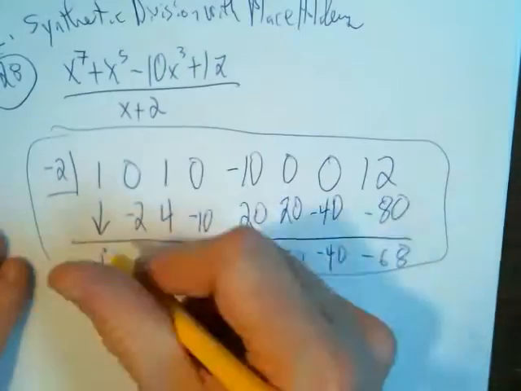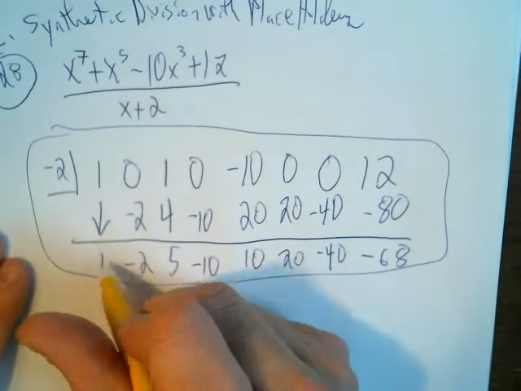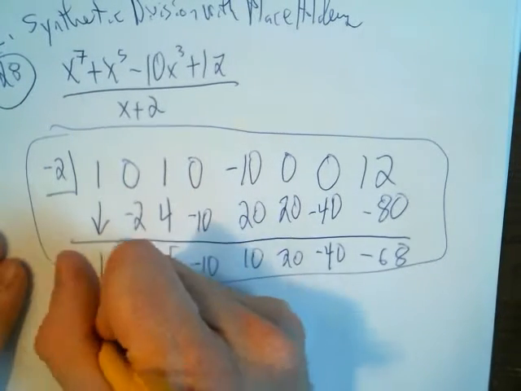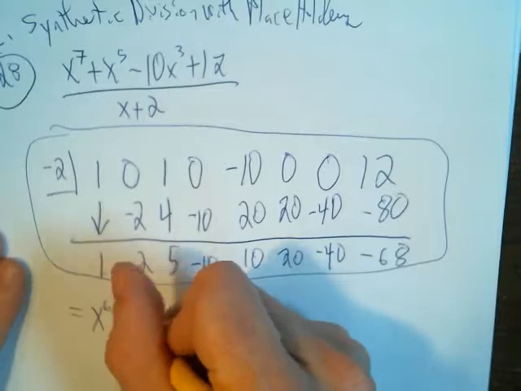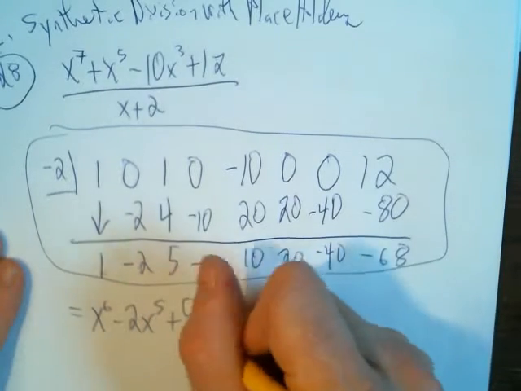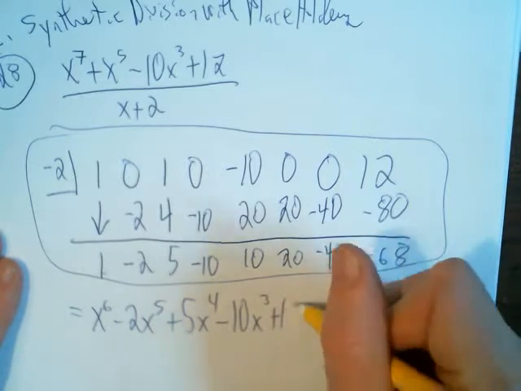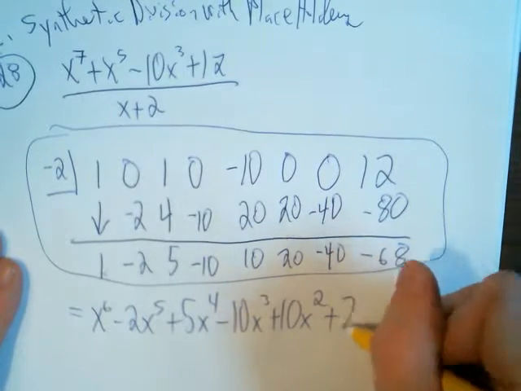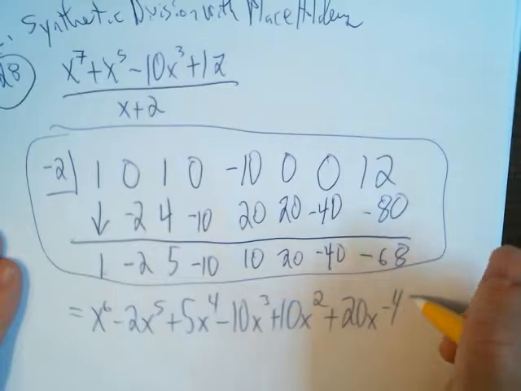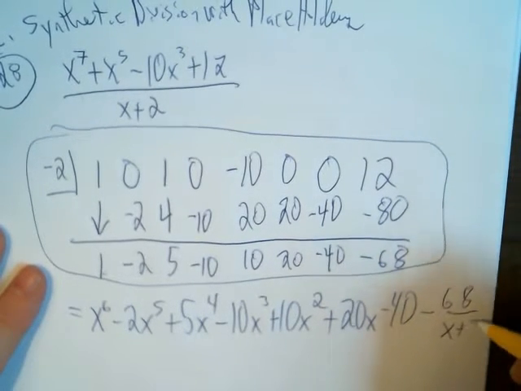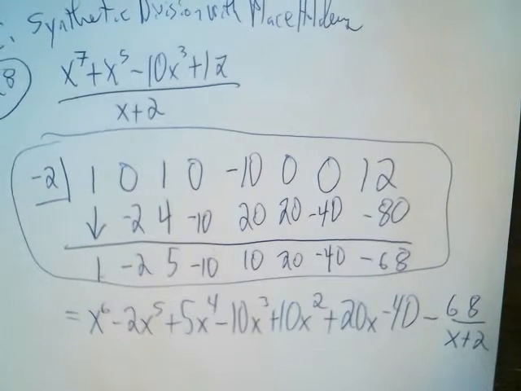So our final answer then, this will have 1 degree less than the original, so instead of x to the 7th, this will be x to the 6th. So it equals x to the 6th minus 2x to the 5th plus 5x to the 4th minus 10x cubed plus 10x squared plus 20x minus 40 minus 68, all over x plus 2. And that's it.